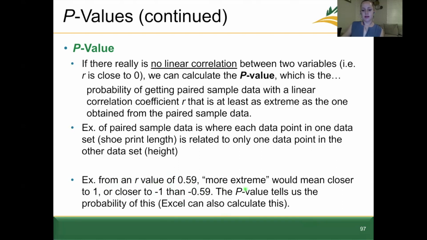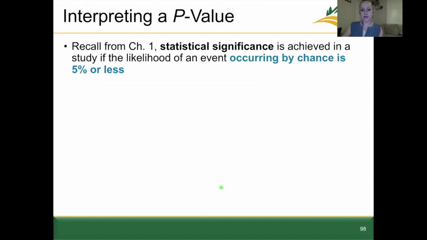Essentially, why we calculate a p-value is to tell us whether we do actually have a linear correlation between the two variables. Let's now go through an example to hopefully solidify this more. Now recall from chapter 1, statistical significance is achieved in a study if the likelihood of an event occurring by chance is only 5% or less. If the likelihood of an event occurring is by chance, then we don't have statistical significance. Right, so it's this balance between could this just happen by chance or is this statistically significant?